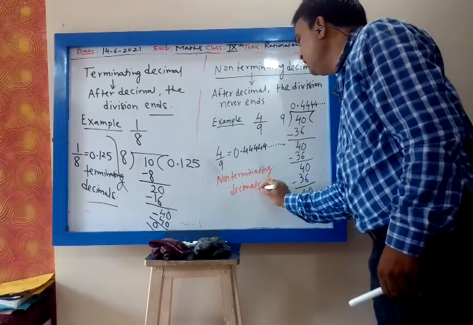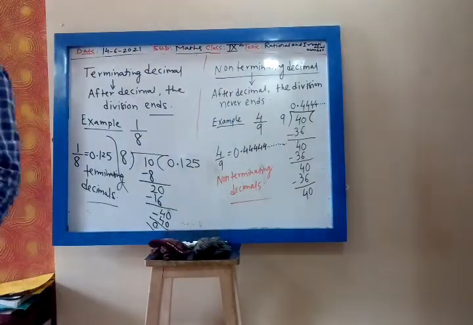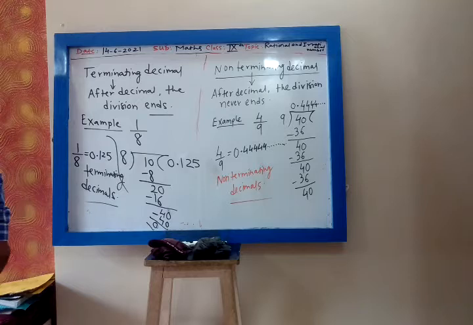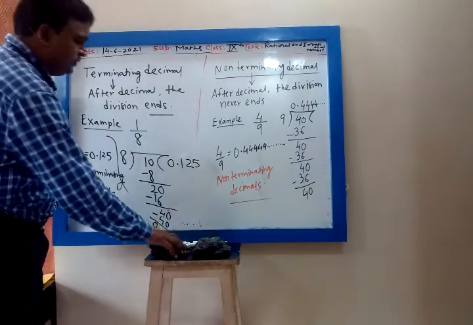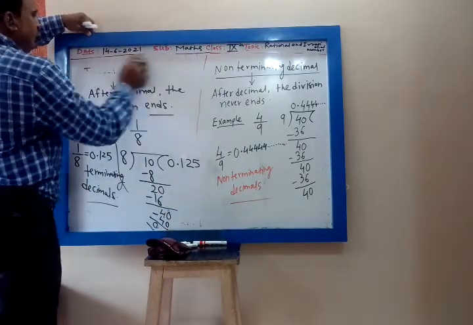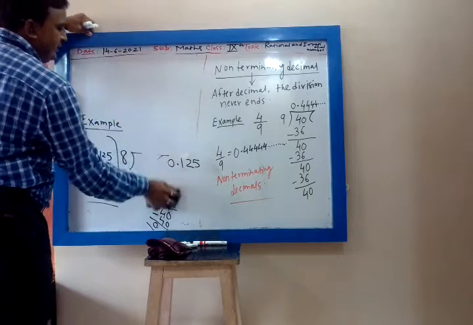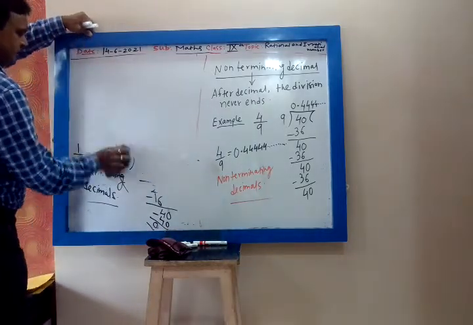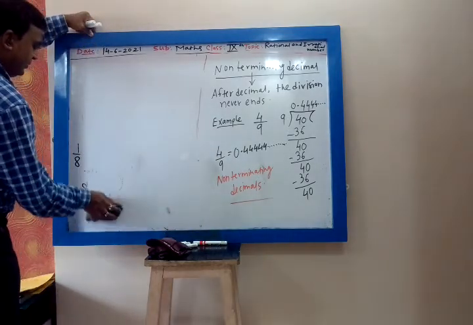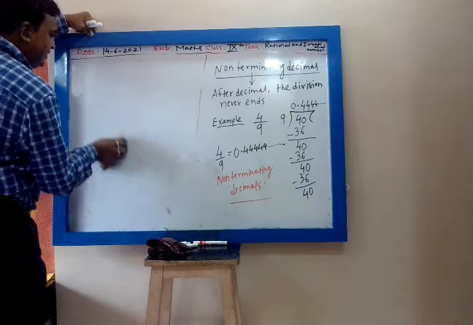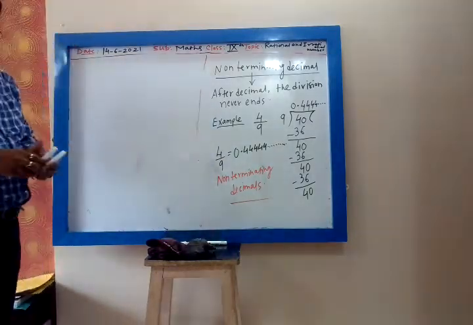So this we conclude by doing the actual division. Yes or no? This we are doing by actual division. But there is one result by which there is no need to do the division. You can conclude whether the number is a terminating decimal or non-terminating decimal without doing division also. So this result you have to remember. Based on this result, we have exercises.